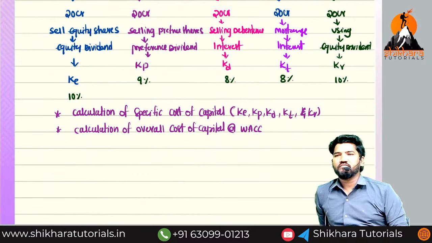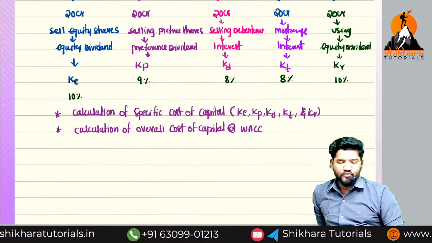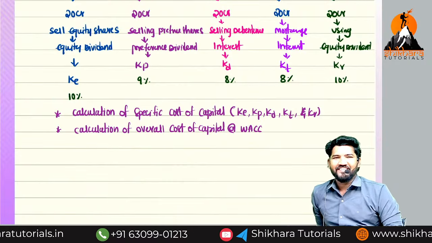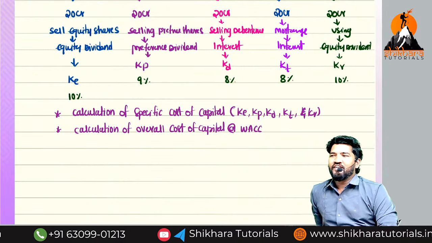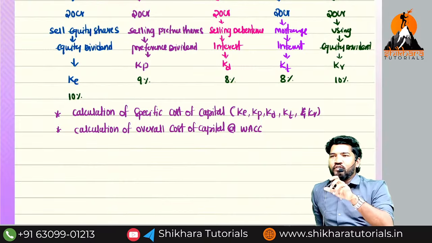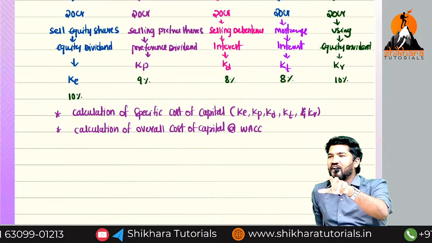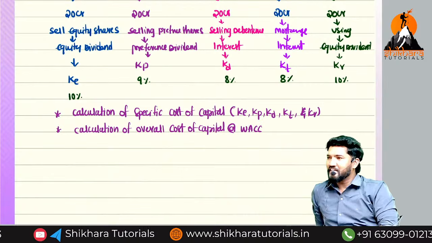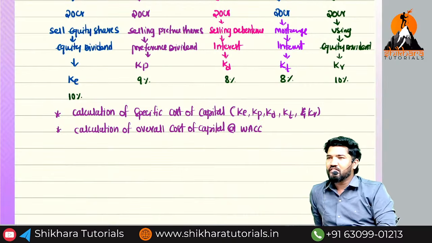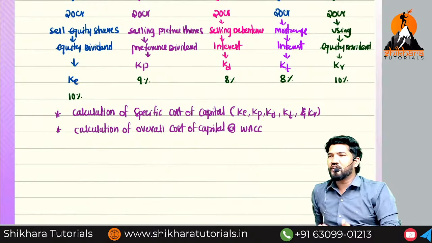Sum all, okay? Don't use your brain, use a calculator. 45. What does it mean, 45? If you are procuring 100 crore rupees, at the end of the year you need to pay 45 crore as a cost. Is it practically possible? If it is possible, tell me, I will do that business.